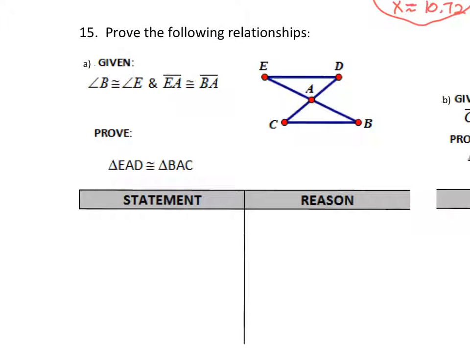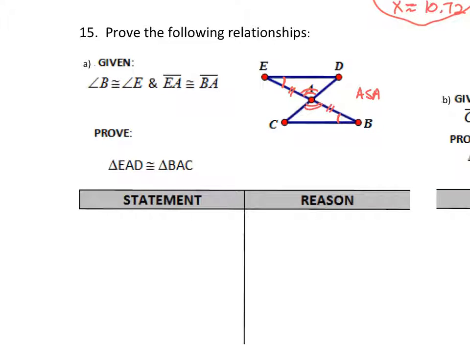For this problem, given that angle B is congruent to angle E, so I'm going to mark that angle B congruent to angle E, and segment EA is congruent to segment BA. And we can also mark these vertical angles right here. So those two triangles are going to be congruent by angle, side, angle.